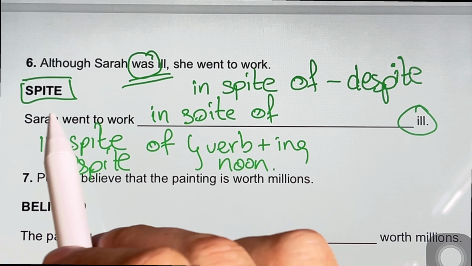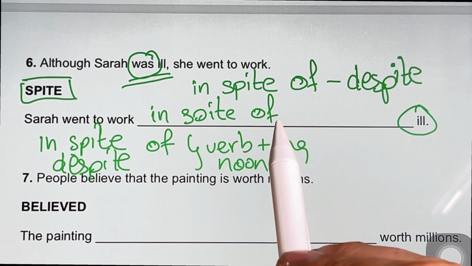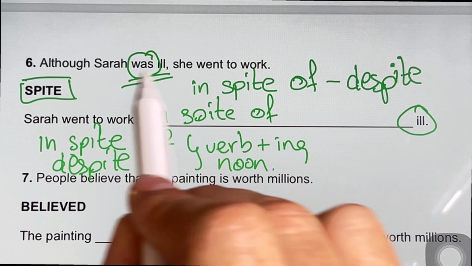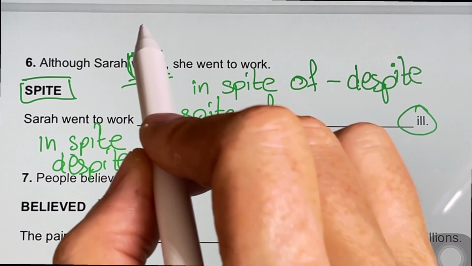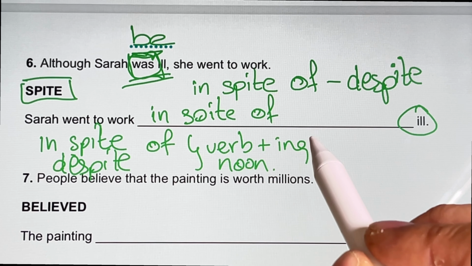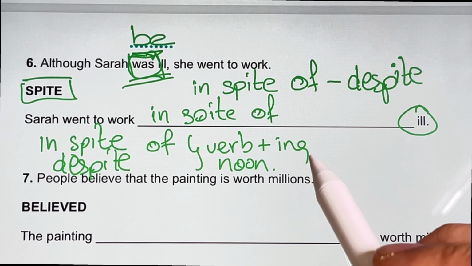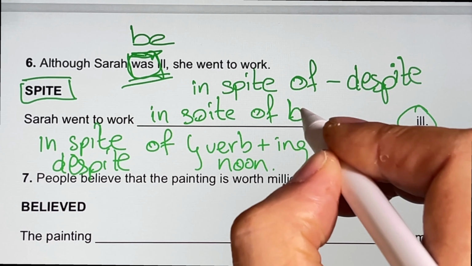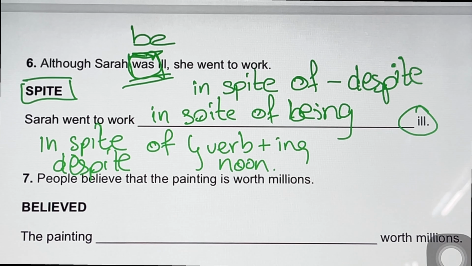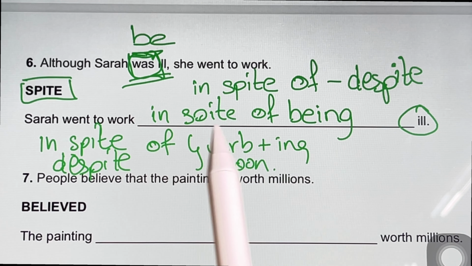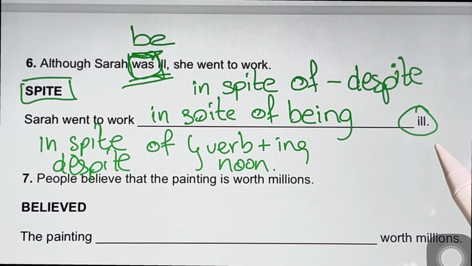So here it says, Sarah went to work in spite of. What will be the verb in here? We have the "was", so it's the verb to be. And what is the form where we can use an -ing with the verb to be? So, in spite of being ill. Sarah went to work in spite of being ill. And that will be the correct form.